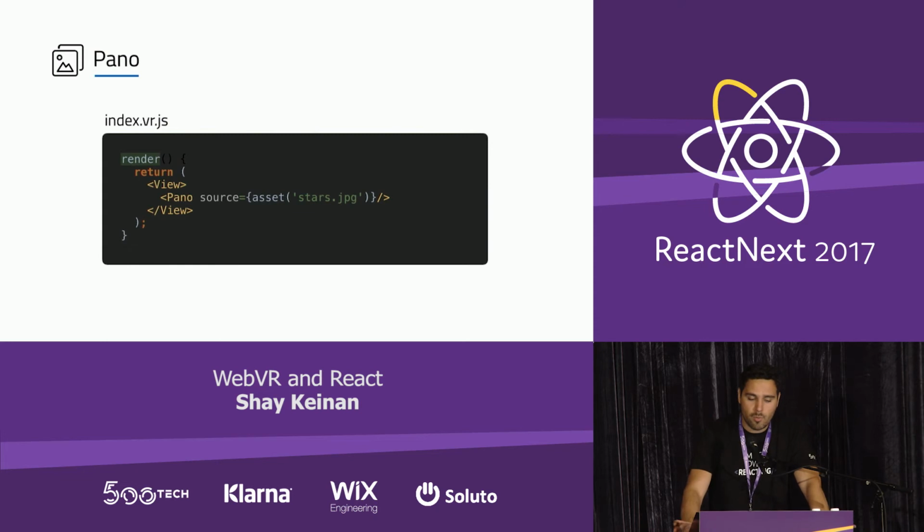So let's add a Pano component to our index.vr.js. We need to provide an asset to the source property. Note that we are using a utility from ReactVR called asset. This allows us to load assets directly from the static assets folder. Note that this is not just any JPEG, but rather one that supports 3D.